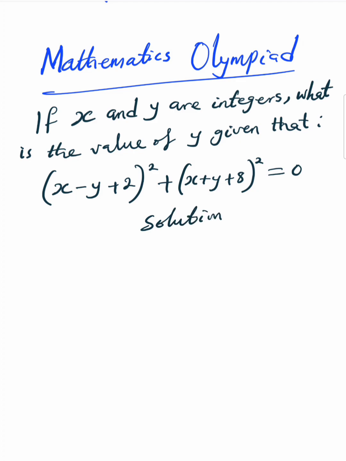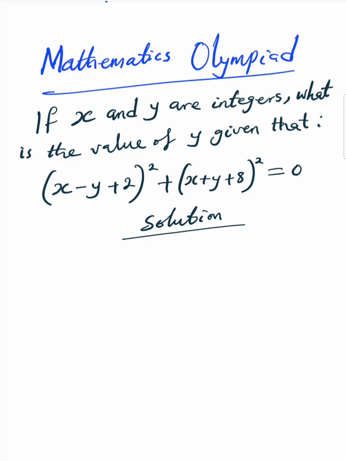The first thing you must understand: what are integers? Integers are positive and negative values, okay? Positive and negative numbers, including 0. So those values are integers.